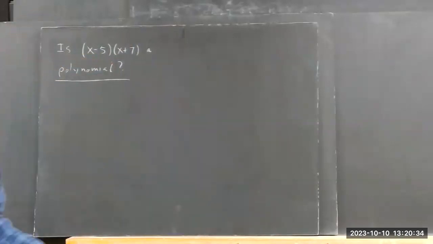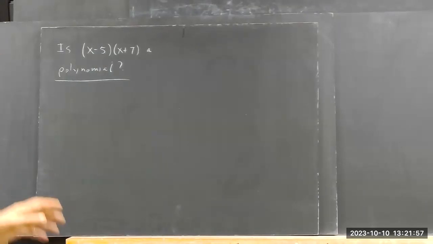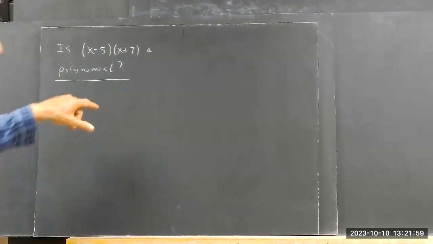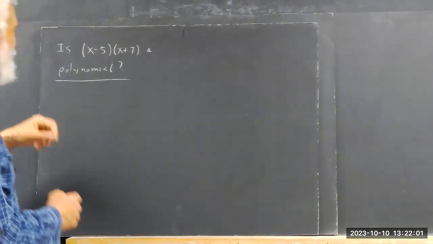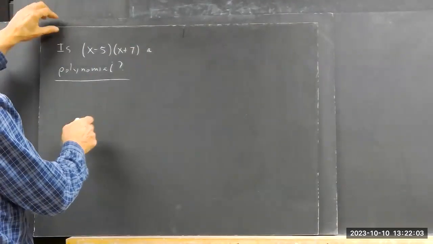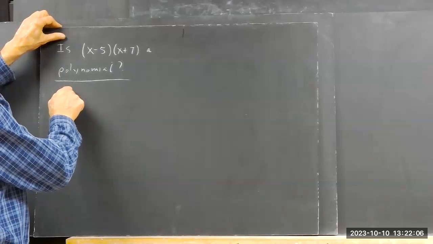Okay, there's a question I want you to think about it in both. Is the quantity x minus 5 times the quantity x plus 7 a polynomial? Didn't have time to start dancing, but almost. Now, this is polynomial. Yeah.